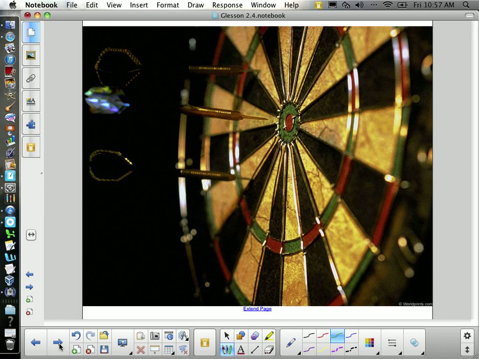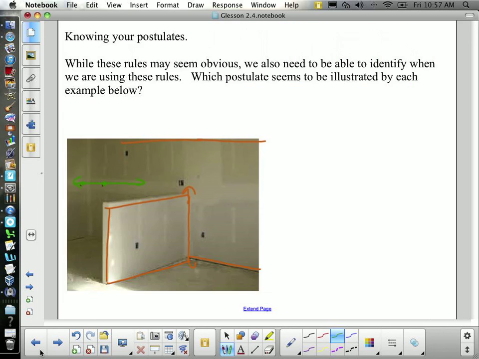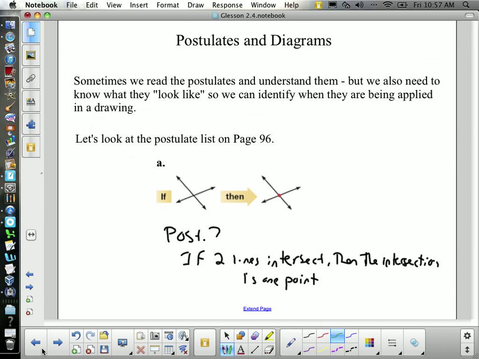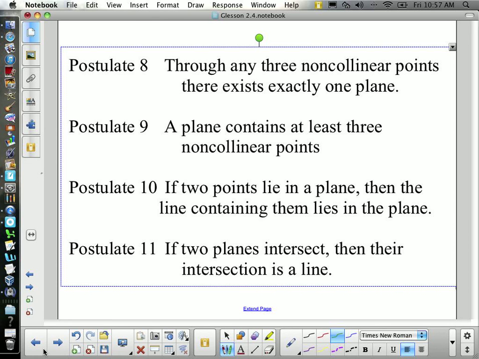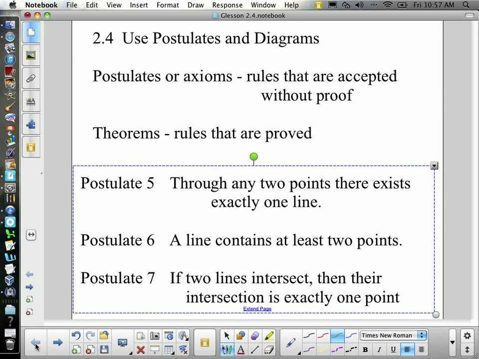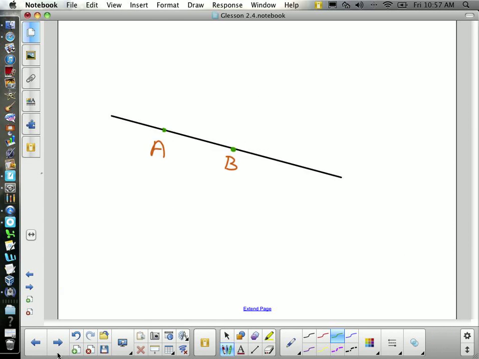Which postulate is kind of illustrated here, do you think? I have a dart coming into a dartboard. What do you think that's kind of trying to illustrate? Is that points, planes? What would the dartboard itself represent? A plane, and the dart maybe represents a line. And when a plane and a line intersect, they intersect at a point, don't they? That is a postulate. You look back at our list. I don't have one for plane and line up here yet, do I? No. Okay. That's kind of what we'd be talking about.